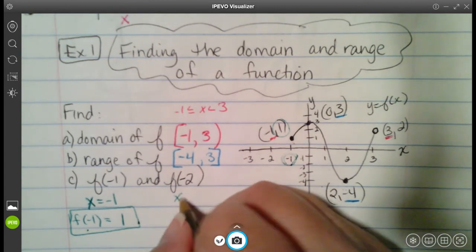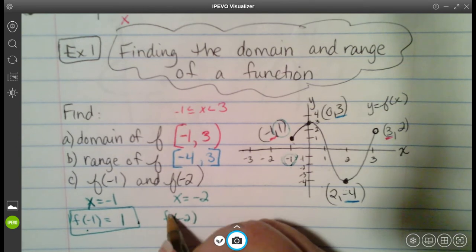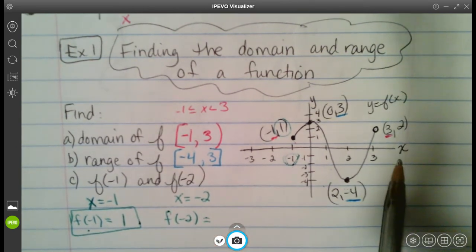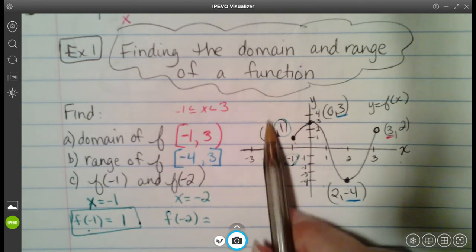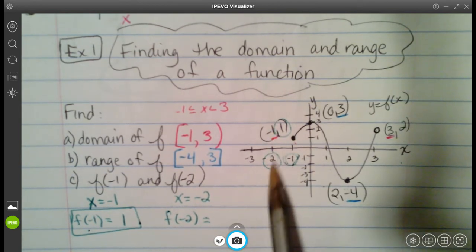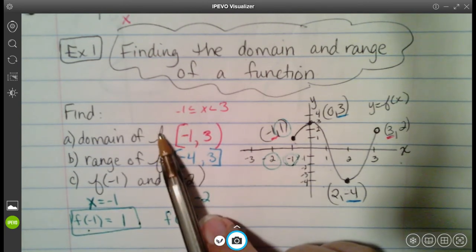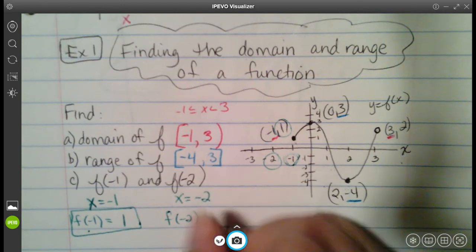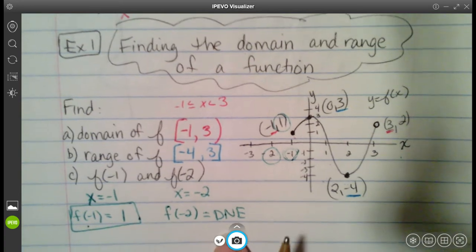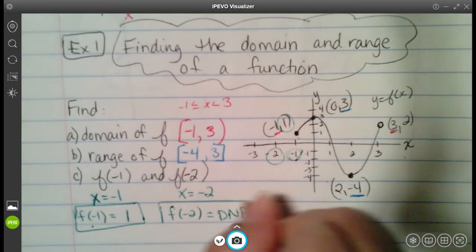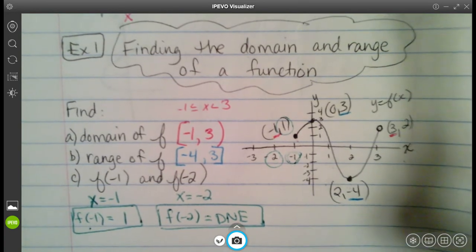For the second part, we want to know when x equals -2. So at f(-2), we're going to go to our x, and we're going to go to -2. And you can see that there actually is no point there. So -2 is out of the domain of this graph. It's somewhere over here, smaller than -1. So in this case, we can respond that it does not exist, or DNE, because there is no value at that point. Okay, and that is it for that page. Moving on.